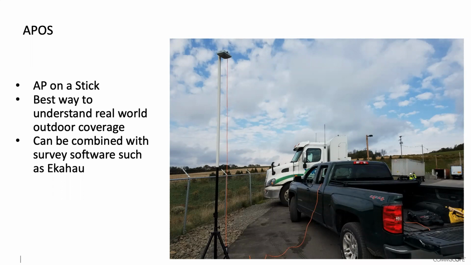When it gets to outdoors, it's very mixed. In certain environments, you may not have a lot of trees to deal with. There may not be a lot of buildings. Sometimes you can fairly accurately model things and get pretty good results with a predictive survey. But really, I always recommend if you can get on site and do an AP on a stick survey, it is the best way to understand the real world coverage. And you can still, of course, do this with software such as Ekahau, where you can take your AP and do multiple surveys with a single AP and then combine those surveys together to get an accurate view of what the coverage looks like.